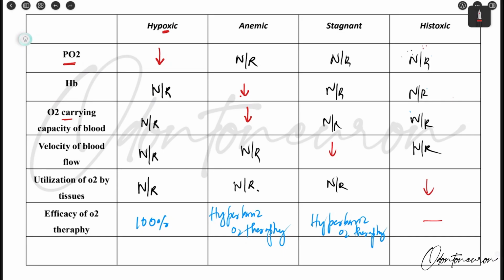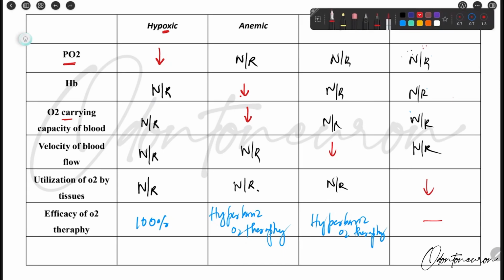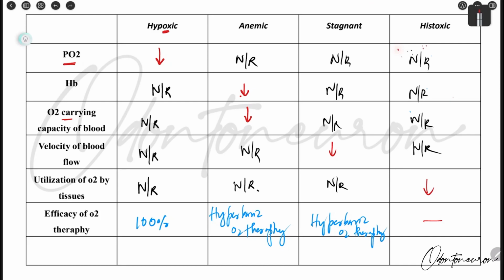Once you know this tabular column, which is super duper important, it's all about done. But still, to make your concept more clear, let's go one by one. Hypoxia, we know there is a decrease in PO2, right? Let me give some examples where you can see this hypoxia. You can see it at altitude, when you climb to high altitudes. You can also see it in hypoventilation cases.